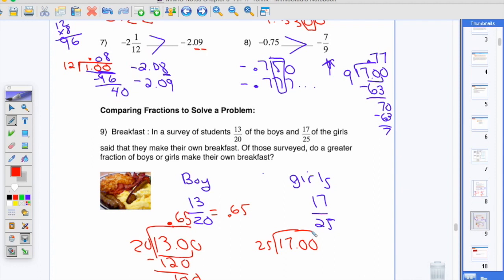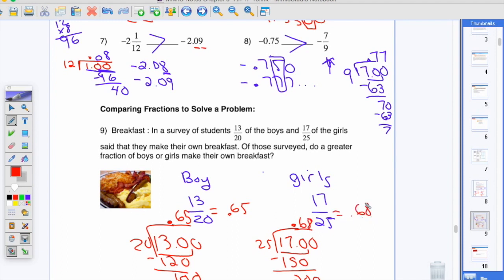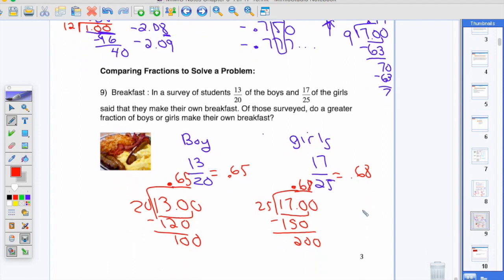All right, to change the next one, bring your decimal point straight up. And how many times does 25 go into 170? That is 6 times, which is 150. Subtract, bring down, and 25 goes into 200 8 times. So the girls have 68 hundredths.